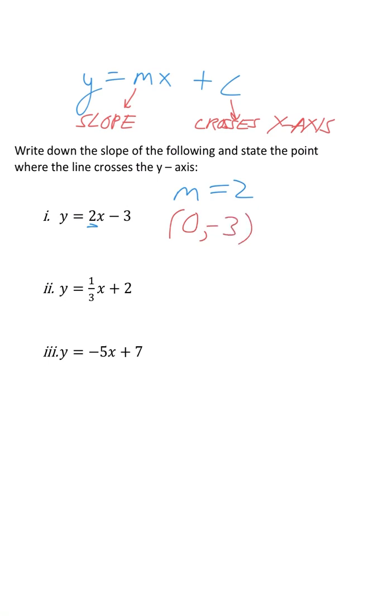Next one then, we have y equals a third x plus 2. So that means m is going to be equal to a third. And then it's plus 2. So that means it's going to cross the y-axis at 0, 2. Last one then, y equals minus 5x plus 7. So the minus 5 is our slope, so m equals minus 5. Then it's going to cross the y-axis at the point 7, so that would be 0, 7.